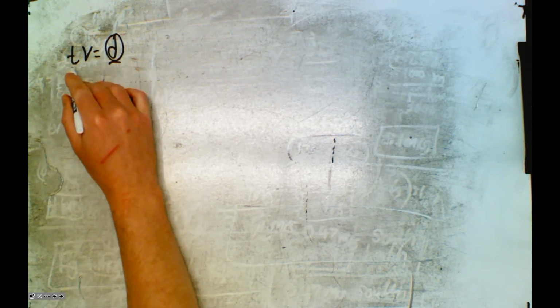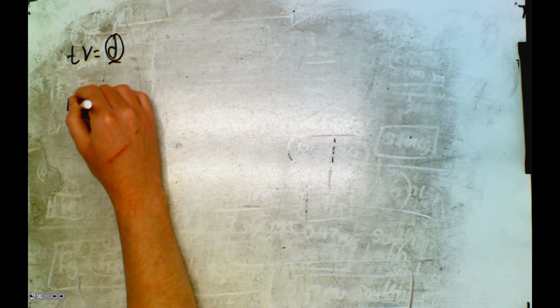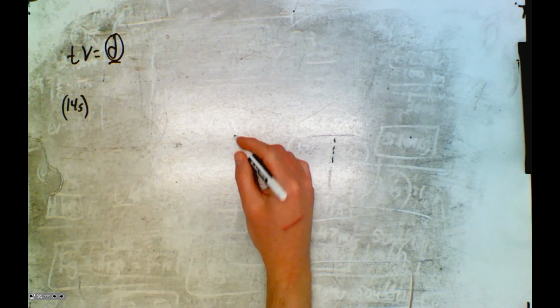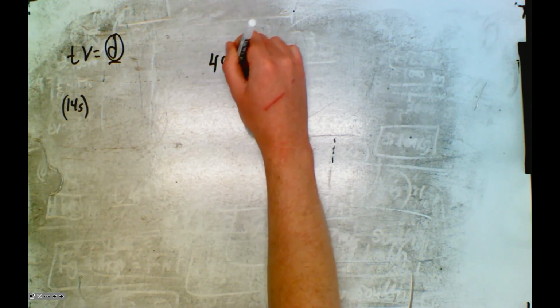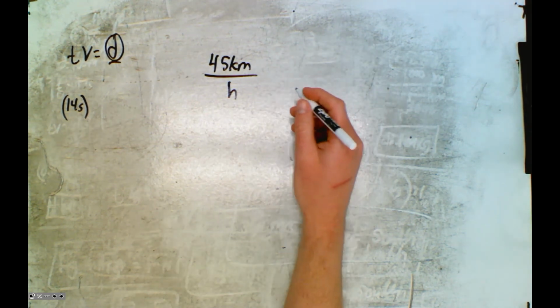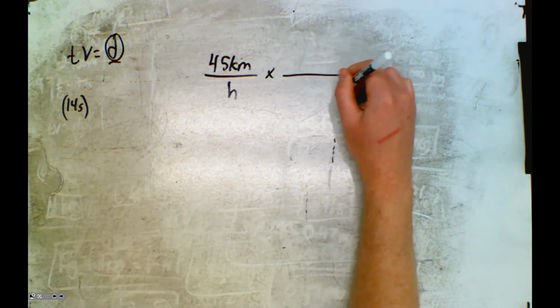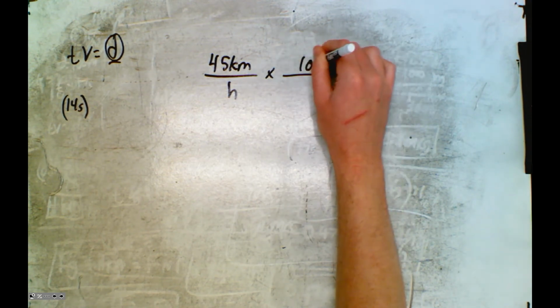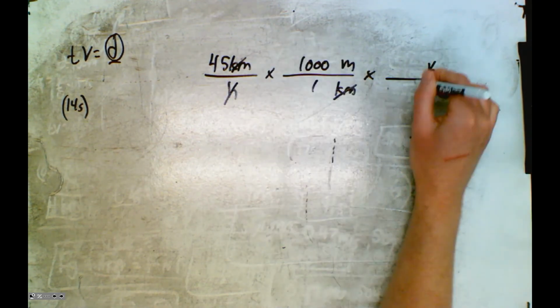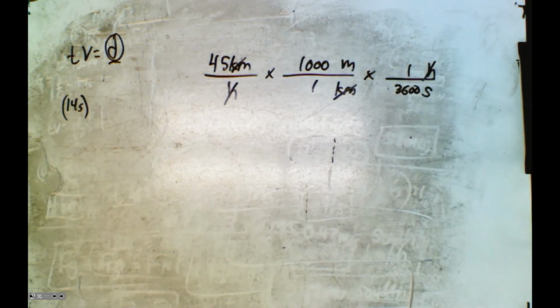d equals tv, and I can plug in my stuff, but my time is in seconds. If I try to plug in my speed in kilometers an hour, kilometers an hour and seconds don't go together. So I have to switch this into meters per second, because the question wants the answer in meters. Kilometers into meters, there's 1,000 meters in 1 kilometer. And hours into seconds, there are 3,600 seconds in 1 hour.